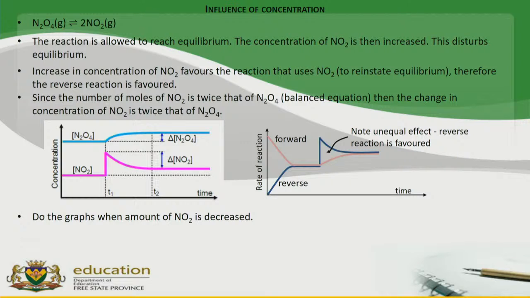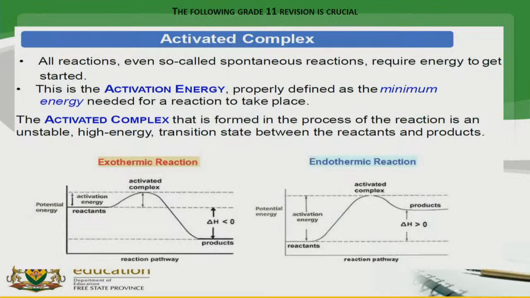So do the graphs of the opposite, either when NO2 is decreased, or NO2 and N2O4 are decreased. So when NO2 is decreased or NO2 is increased, as well as when N2O4 is increased and decreased. Do all those graphs. Now the second factor that affects equilibrium is temperature.